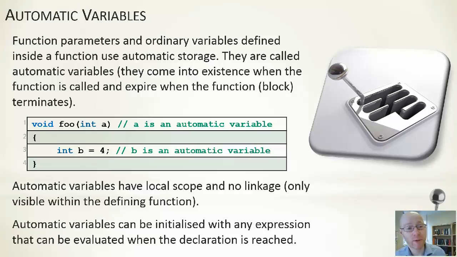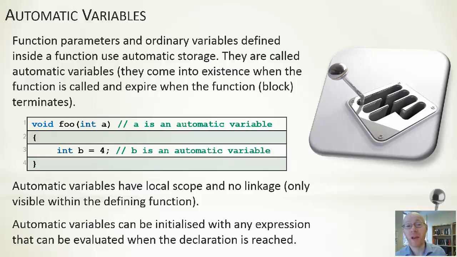Function parameters and ordinary variables defined inside the function use automatic storage. The name automatic comes because they're automatically created on the stack, and they're automatically discarded whenever they go out of scope. They're not visible anymore.